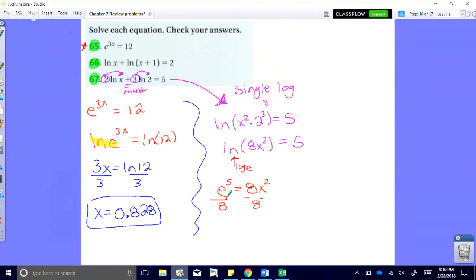Okay, so then I'm going to put this in my calculator. I have e to the 5th divided by 8. And that is like an 18.5 number. So then I'm going to take the square root of both sides. So x is equal to 4.307.